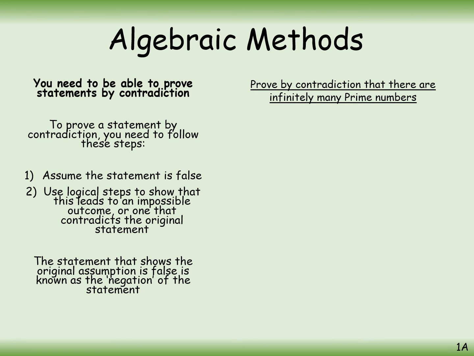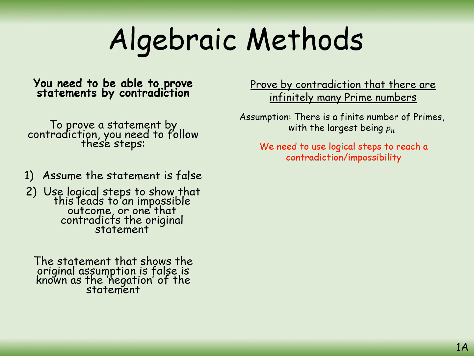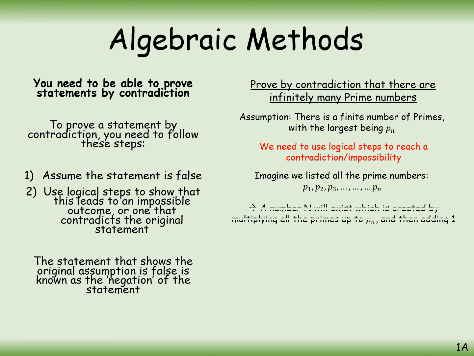Proof by contradiction, there are infinitely many prime numbers. So assume that there is a finite number of primes, with the largest being Pn. We need to use logical steps. So imagine we listed all prime numbers, P1 for the first prime, P2 the second prime, and so on, all the way up to Pn.